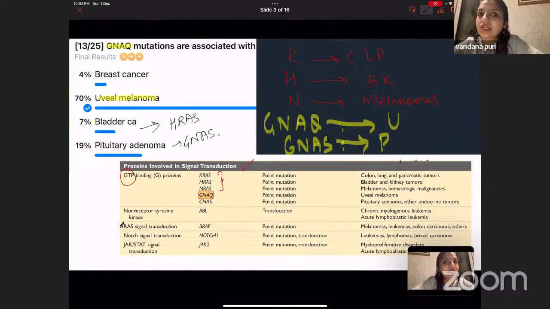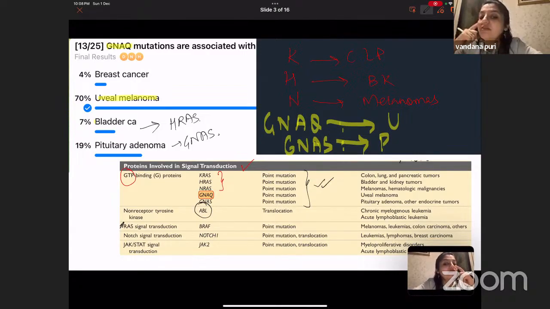So these are the genes that everybody should be very clear with. An important question is asked in that. They can also ask you which are the other proteins involved in signal transduction apart from GTP binding protein. Remember ABL. So ABL-BCR translocation is seen in CML. Also remember RAS, all the RAS proteins undergo point mutation for giving rise to cancer, and they are all proto-oncogenes. They turn into oncogenes by point mutation.